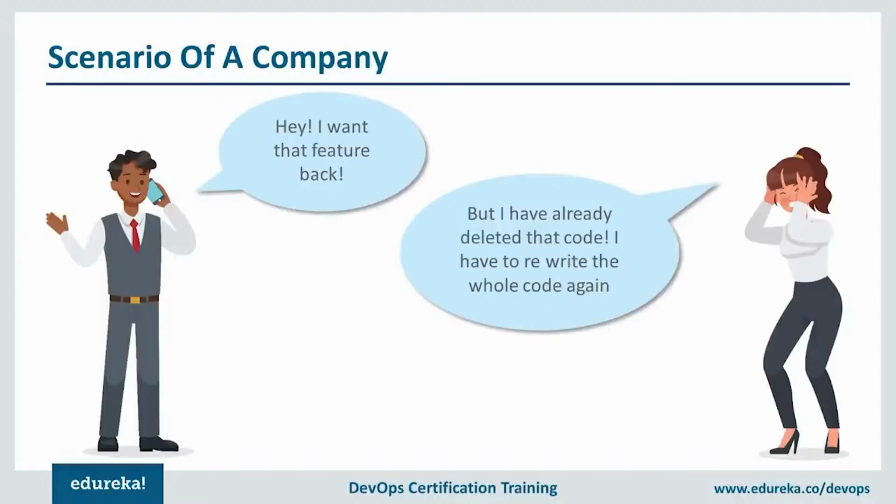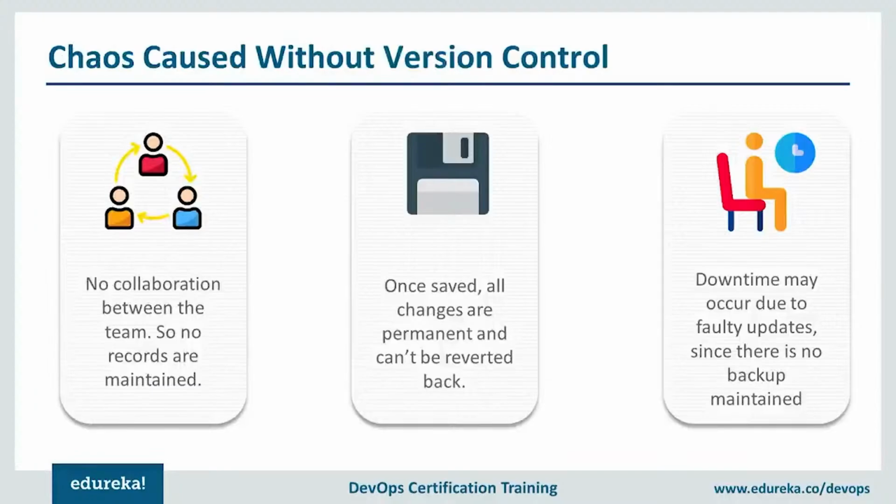But before I tell you what exactly a version control system is, let me show you the chaos caused without it. Without a version control system, there was no collaboration between the team. Basically, there were no records maintained. Nobody knew who made the changes, where the change was made, and when the change was made. So the team of developers working on a particular system made their changes by themselves.